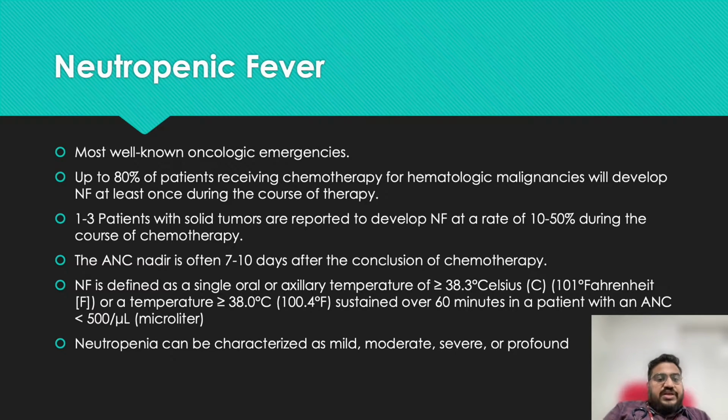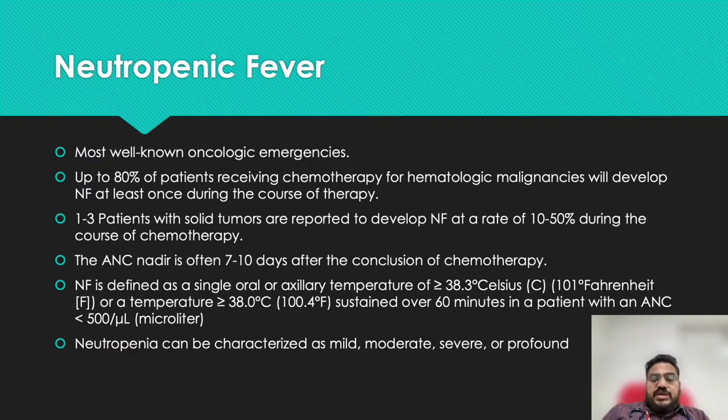So, what is neutropenic fever? It is basically defined as a single oral or axillary temperature of more than 38.3 degrees Celsius or 101 degrees Fahrenheit, or a temperature of more than 38 degrees Celsius or 100.4 sustained over 60 minutes in a patient with an absolute neutrophil count less than 500 per microliter. So that is pretty simple, straightforward. So ANC less than 500 with fever, you can call it a neutropenic fever. So above 38.3 degrees Celsius in a single reading, or a sustained fever for more than 60 minutes above 38 degrees Celsius with absolute neutrophil count less than 500 per microliter, you can call it neutropenic sepsis, neutropenic fever.